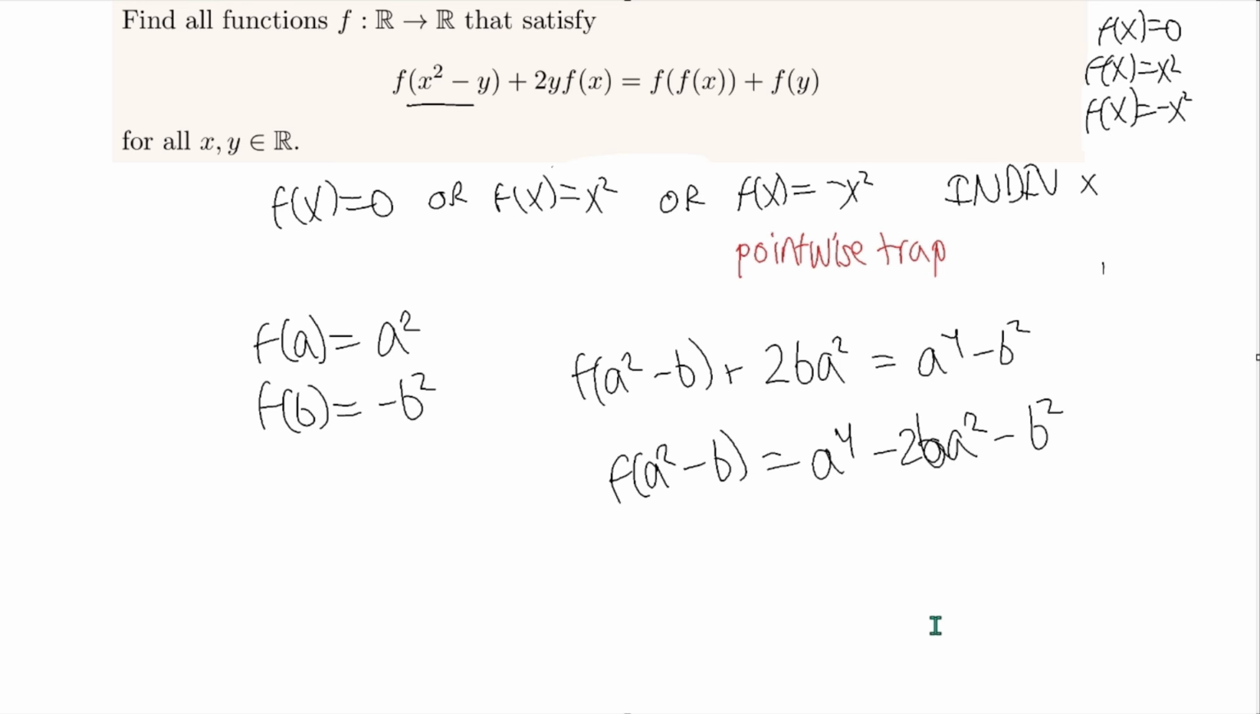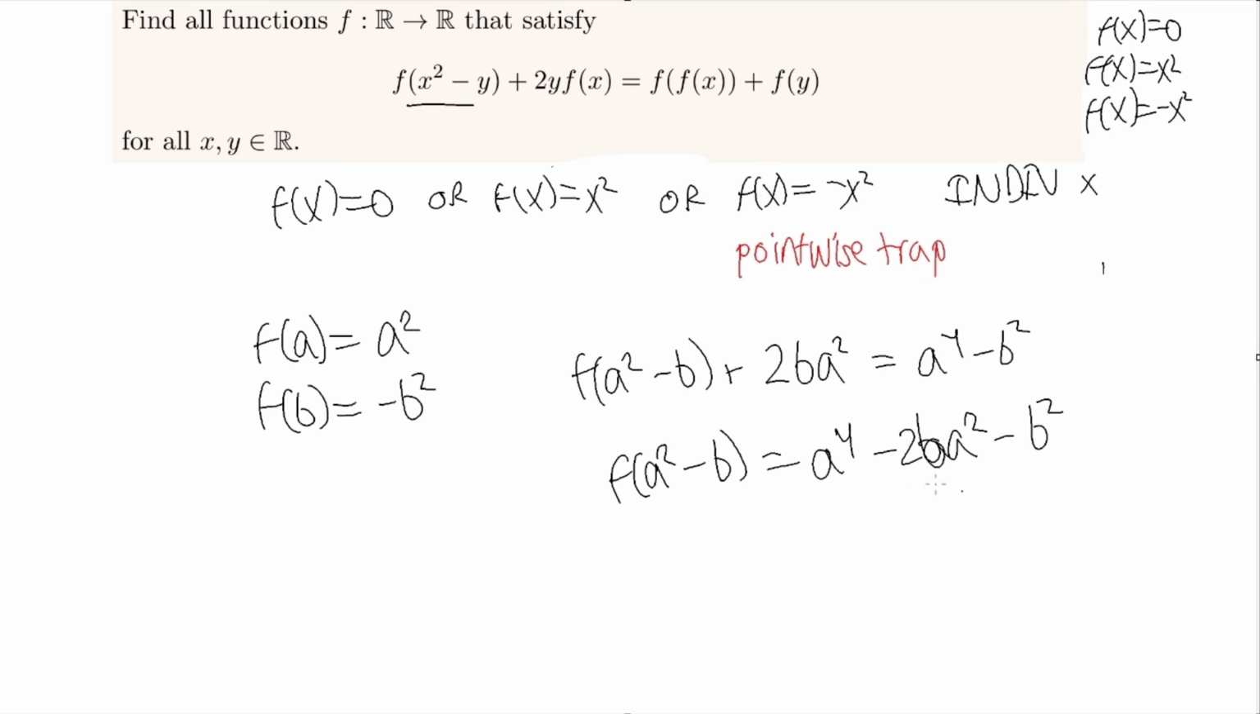And now we can use the fact that f only has 3 distinct choices again. Well, technically 2 from what we did above, because this can equal 0, unless b equals a squared. And that just gets resolved by plugging in over here.